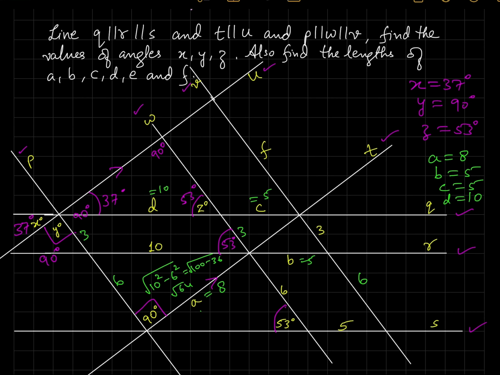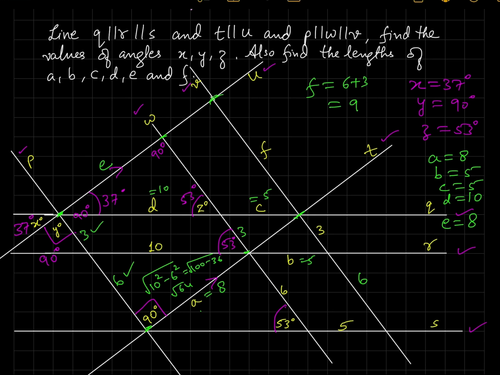Then what is left? Oh wait, this is E, so E would be equal to A, so that is 8. Now coming to F, only one is left. So F would be how much? See, this is 3 plus 6, this segment and this segment and this segment are all equal because they are between parallel lines. So F would be 6 plus 3, which is 9.